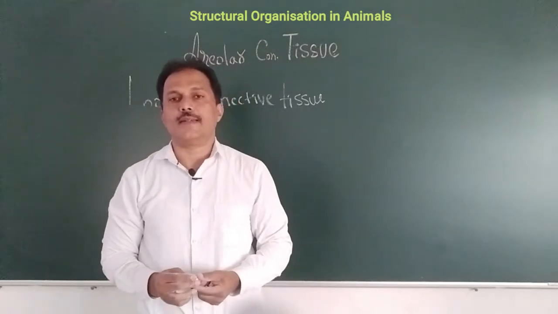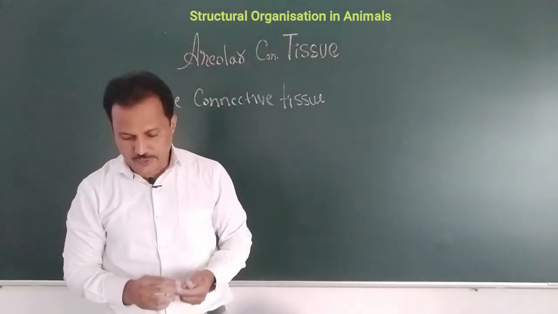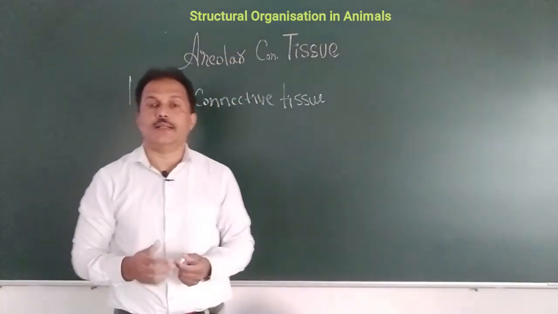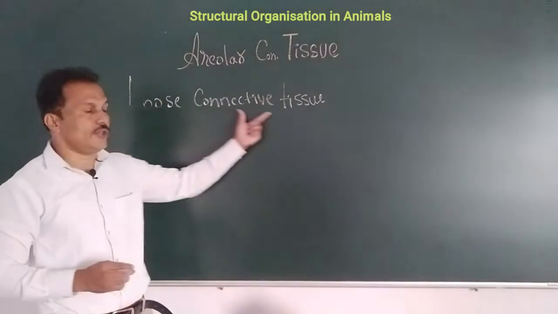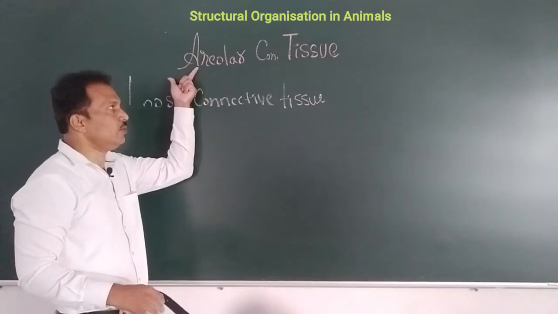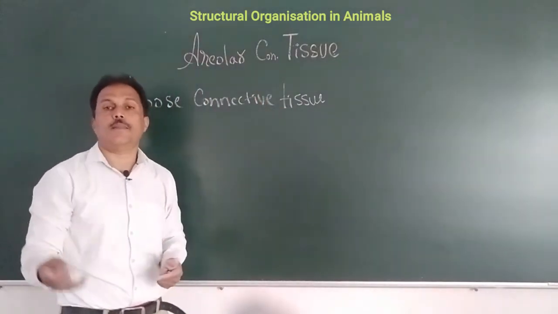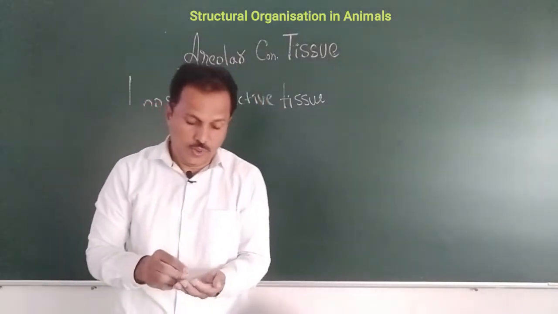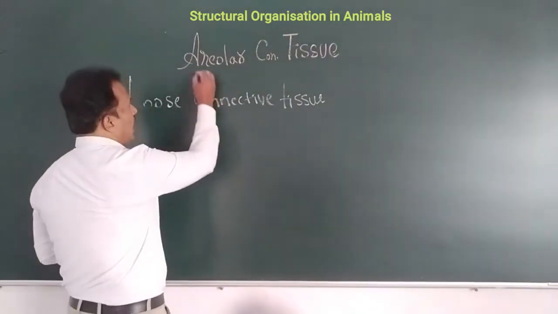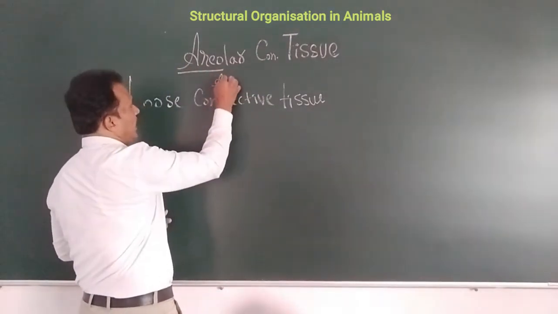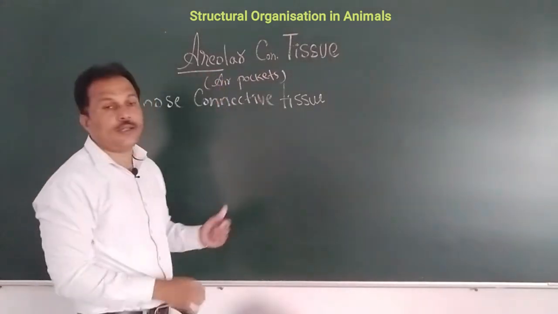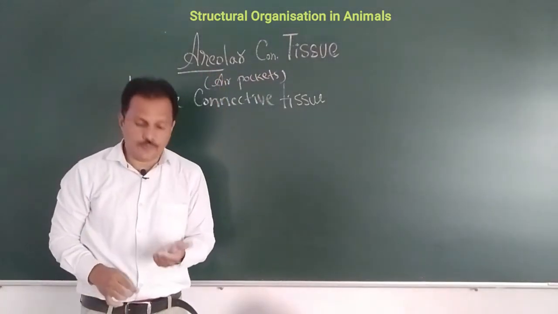Yesterday we have seen the classification of the connective tissue, and today the very first type of connective tissue that we are going to discuss is the loose connective tissue. A very good example of loose connective tissue is the areolar connective tissue, and another example is the adipose connective tissue. When we talk about the areolar connective tissue, what does it mean? Areola refers to air pockets, and this is a loose type of connective tissue.